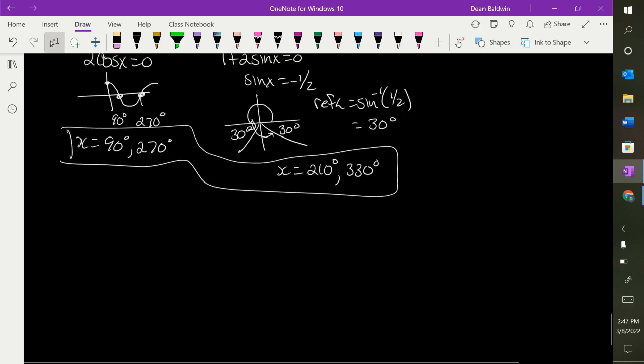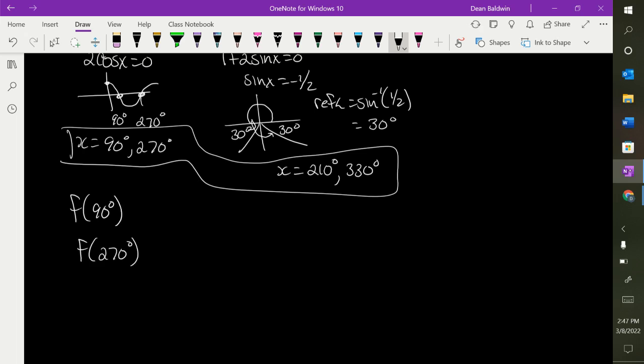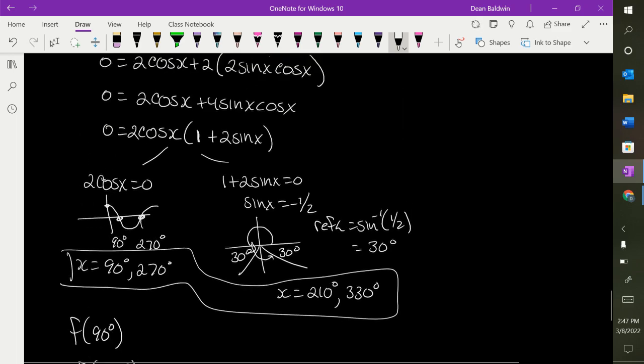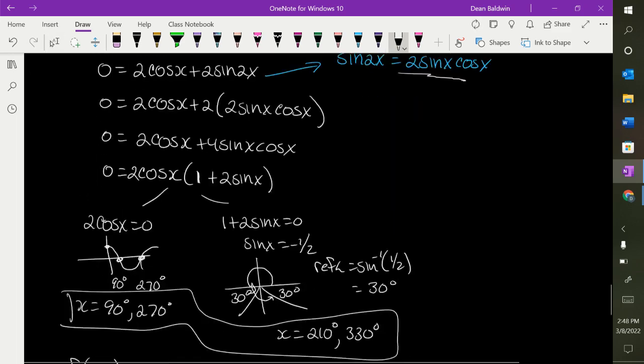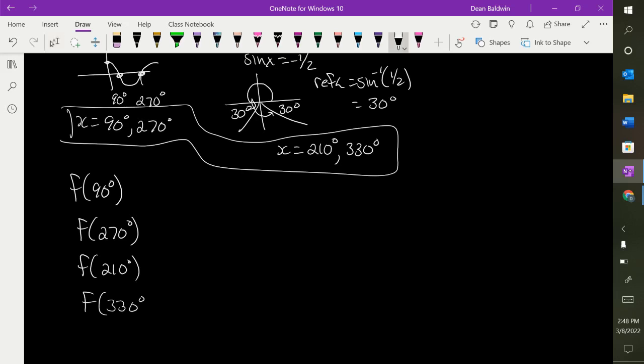And then to find your maxes and mins, you plug them into the original. So you go f of 90, f of 270, f of 210, f of 330. What are the endpoints? Endpoints are 0 and 2 pi or 0 and 360. F of 0, f of 360. Okay, make sure your calculator is in degree mode, and if you plug those in, f of 0 is negative 1. F of 2 pi is negative 1, or 360.